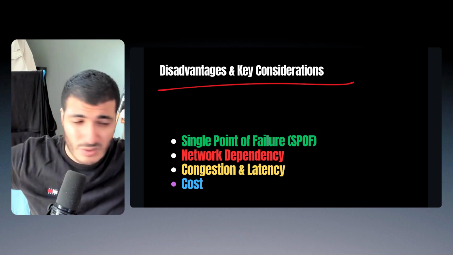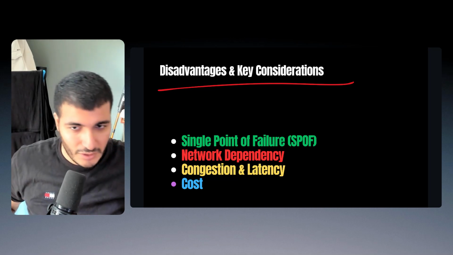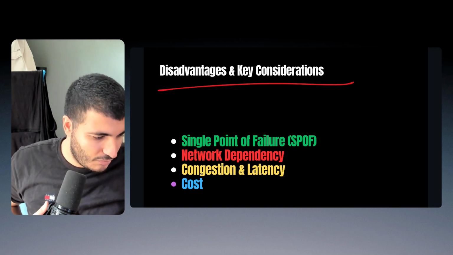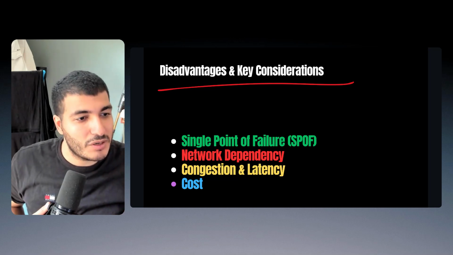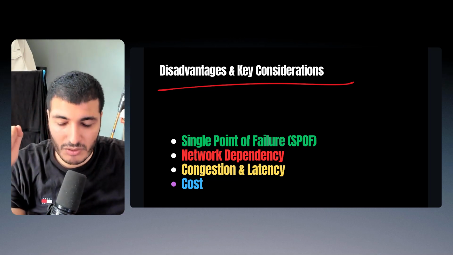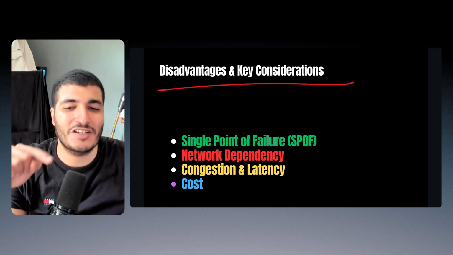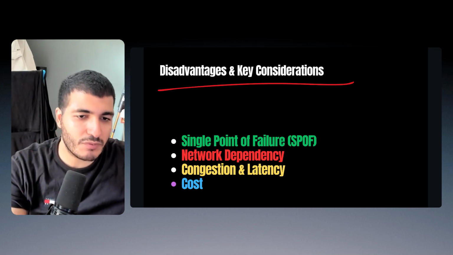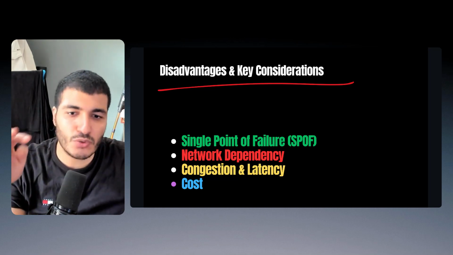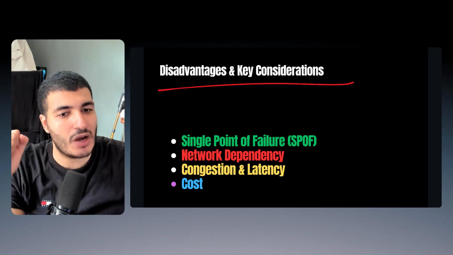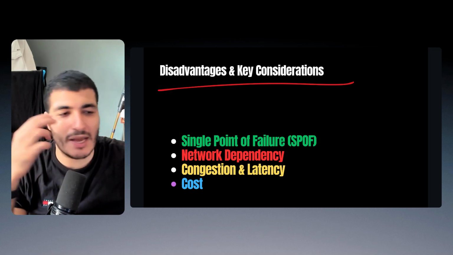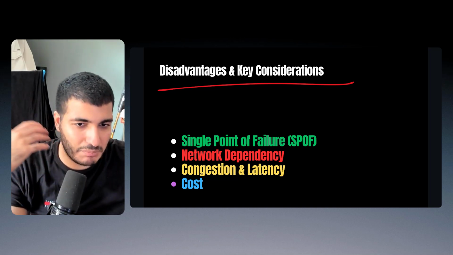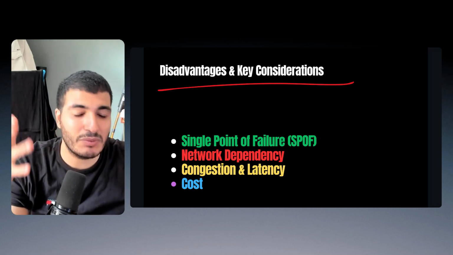Like I guess all systems are like that, everyone is dependent on the network. So it's not really a disadvantage, but you have to know it because you might be asked something like that in your system design interviews. Number three, congestion and latency. Heavy traffic can overwhelm the server or the network connection, leading to bottlenecks and increased response times. Network round trip time always adds latency. Lastly, we have cost. Powerful servers and scalable infrastructure can be quite expensive to acquire and maintain at scale.